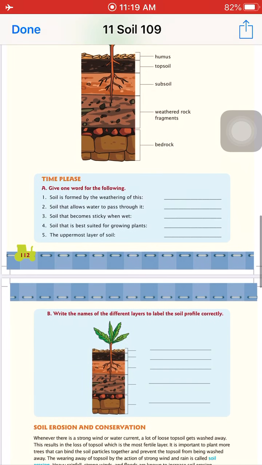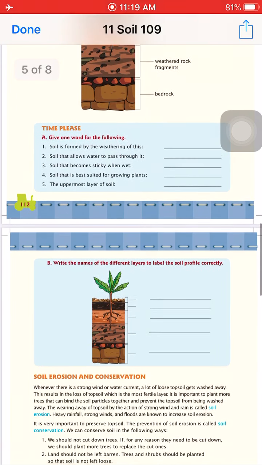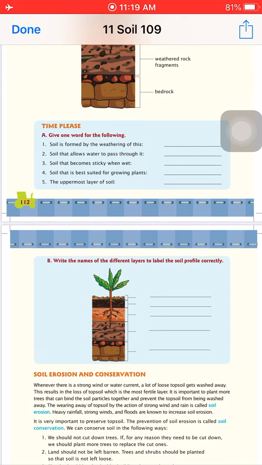Okay, next is timepiece. Give one word for the following. Soil is formed by the weathering of rocks. Okay, soil that allow water to pass through it. So the sandy soil allow water to pass through it. Soil that becomes sticky when wet, so a clay soil is the answer. Fourth, soil that is best suited for growing plants, so the loamy soil is best for growing plants. Fifth is the uppermost layer of soil is known as a topsoil.